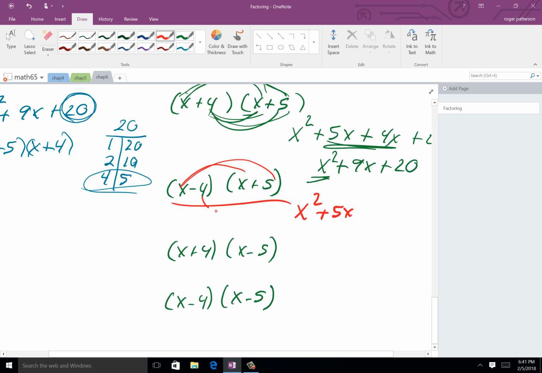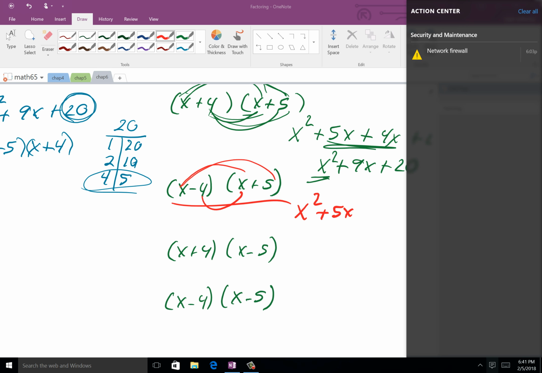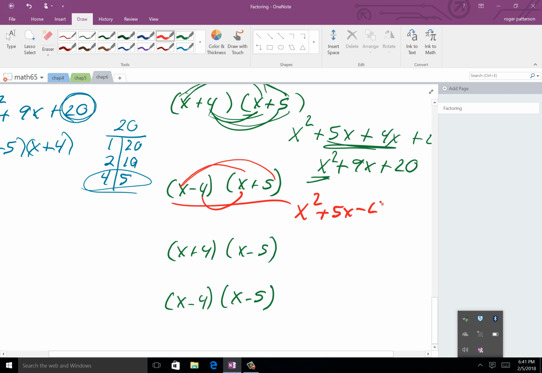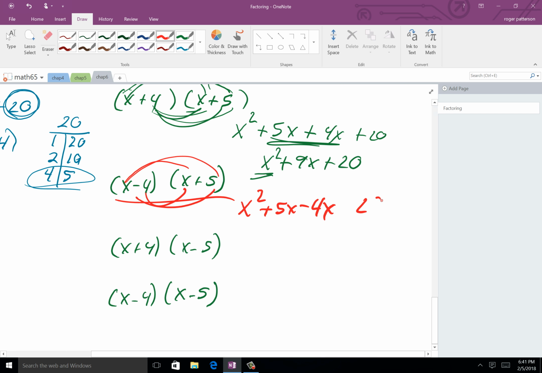5x, good. 4 times x there? Negative 4x. Negative 4x, good. Okay, and then 4 times 5 is negative 20. So now if I put that together, what happens this time? What do we get in the middle? We just get an x.